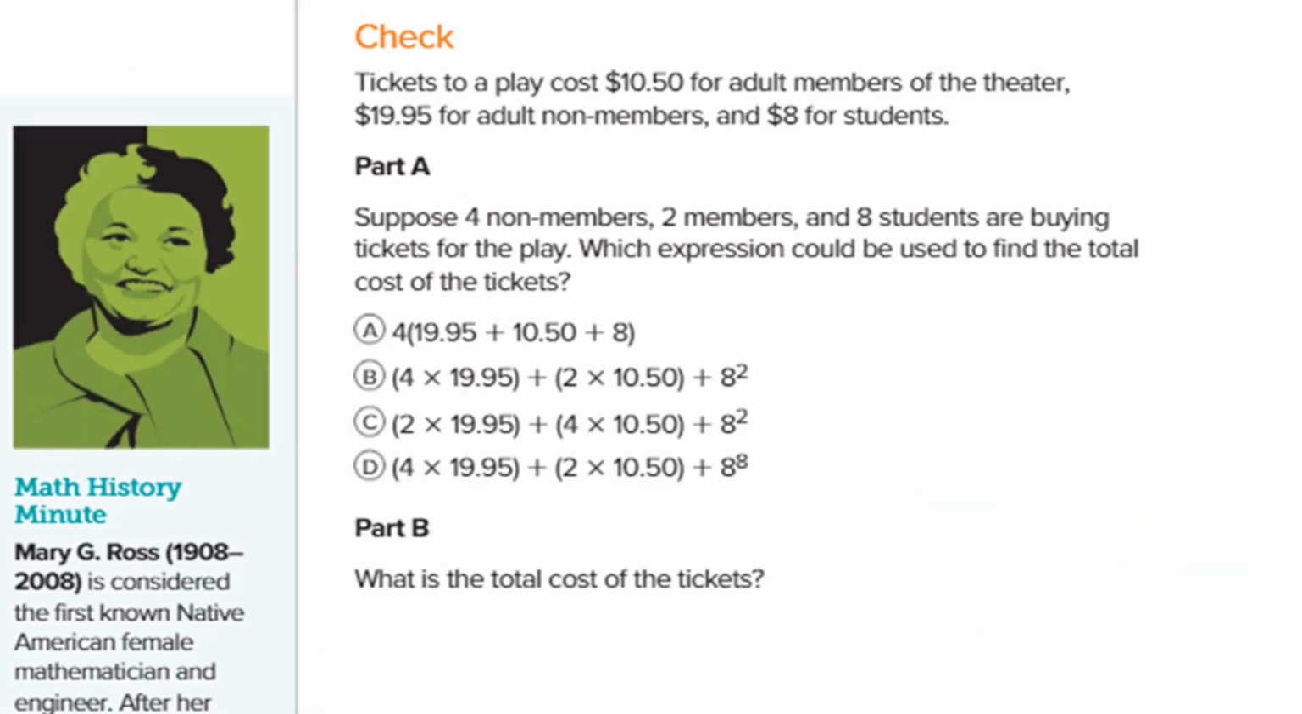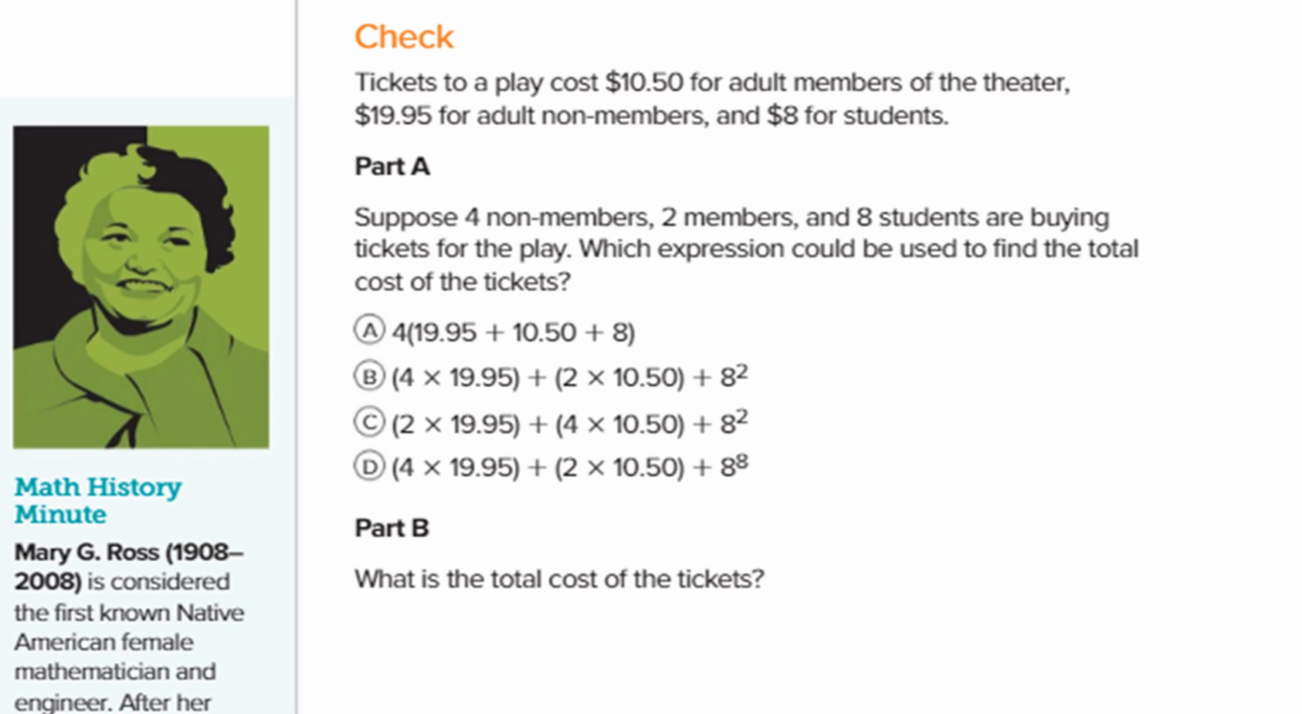Right? So what you're being asked to do is be able to identify the numerical expression, and then at times, find the total. So on this one, we're given the information, and we have to first figure out, by multiple choice, which expression to use. Then part B is to find the total cost. So let's read it first. It says tickets to a play cost $10.50 for adult members of the theater, $19.95 for adult non-members, and $8 for students. Suppose 4 non-members, 2 members, and 8 students are buying tickets to the play. Which expression could be used to find the total cost of the tickets?